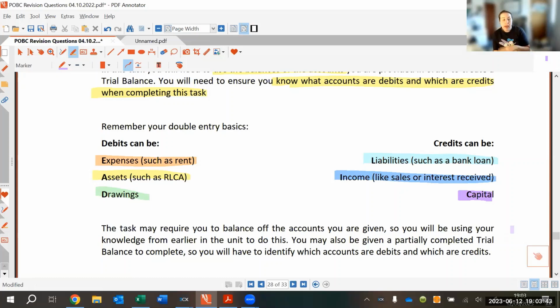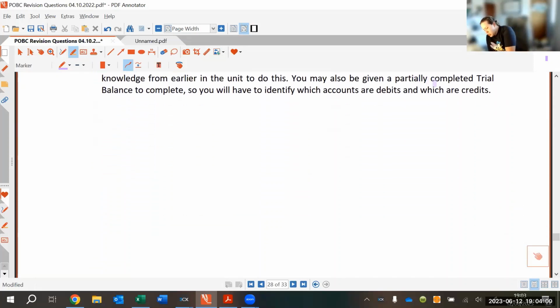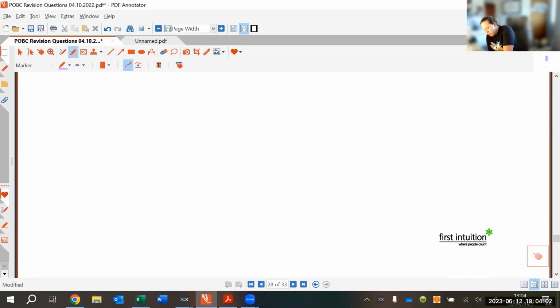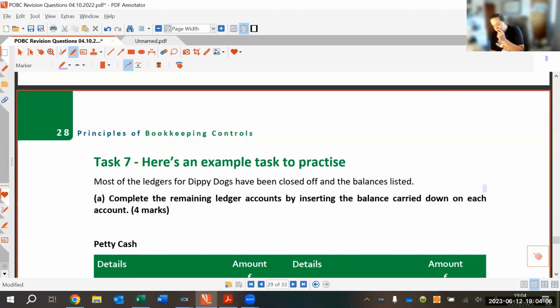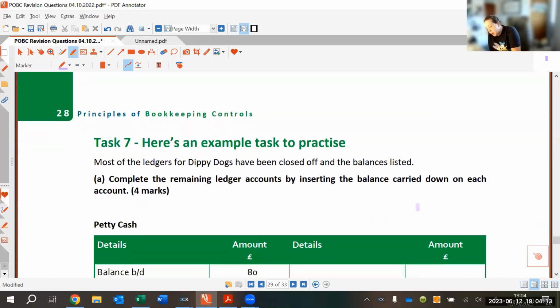You may have other accounts in the trial balance to put onto the right side as well, but it might be that they've given you the balance for that already. You've got to put it in the debit or the credit column, depending on what type of account it is. So let's crack on and have a look at the task, because there's not much to the task briefing at all. It's a very practical task. What we might end up doing is splitting the pages, because unfortunately task 7 does go over 2 pages.